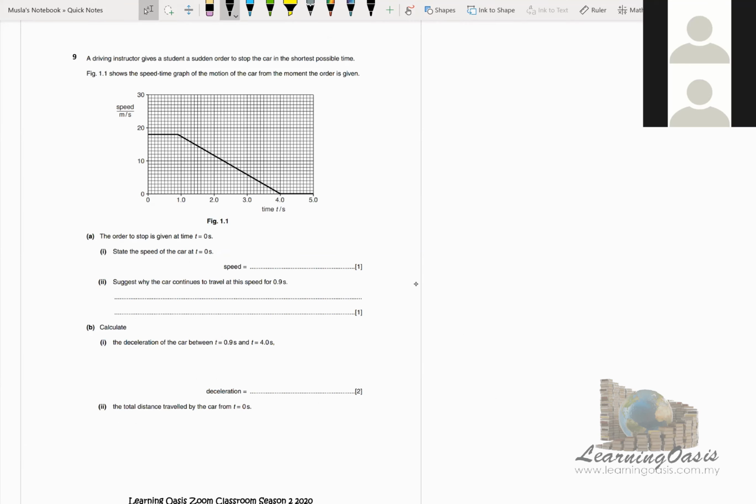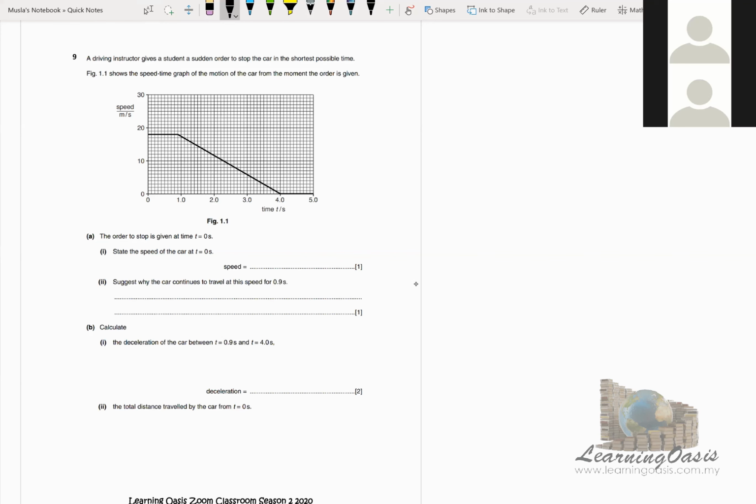For the first 0.9 seconds, it travels at a constant speed. Teacher, there's only 5 seconds. At 0.9, what happened? It's at a constant speed of 18 meters per second. And then between 0.9 until 4, it decelerates constantly, and then it stops at 4.